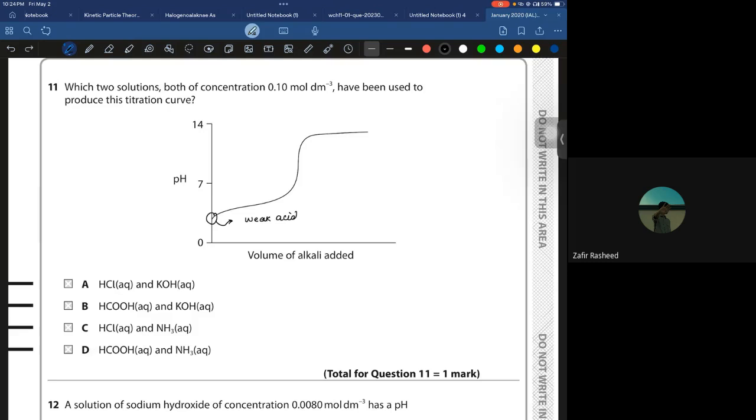Then I have to see where the graph is ending. It's ending on this pH. Oh, this is a high pH, so there should be a strong base. That's why option B is correct.